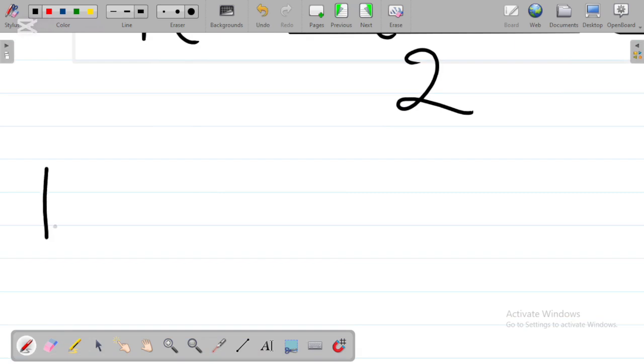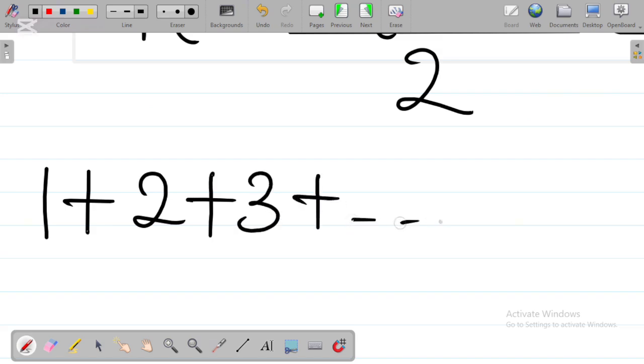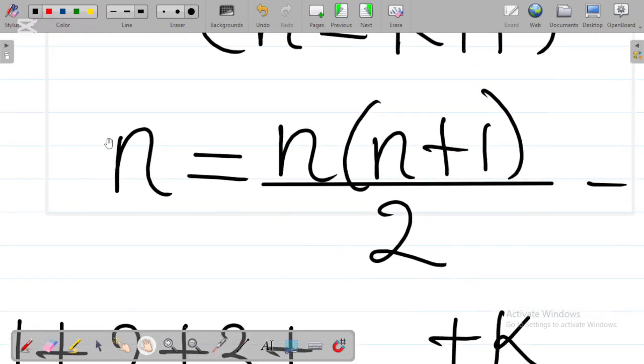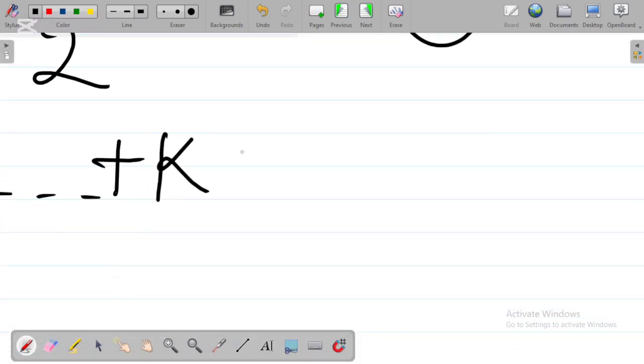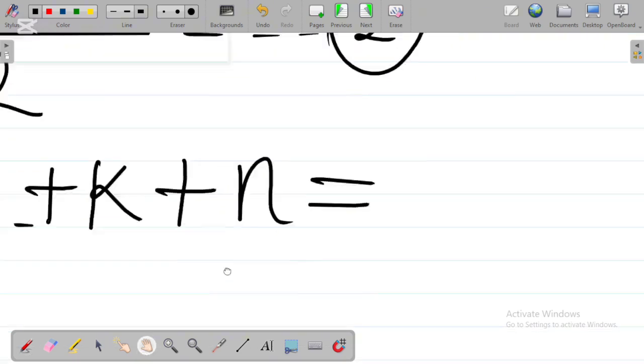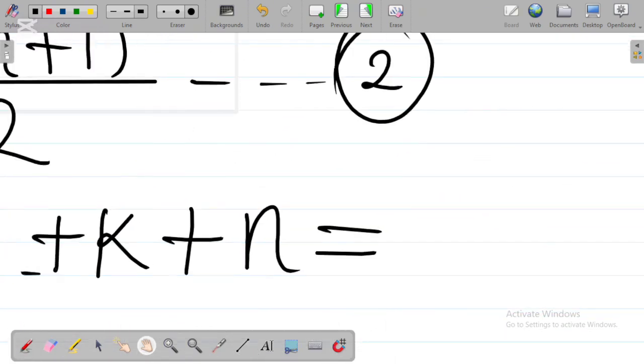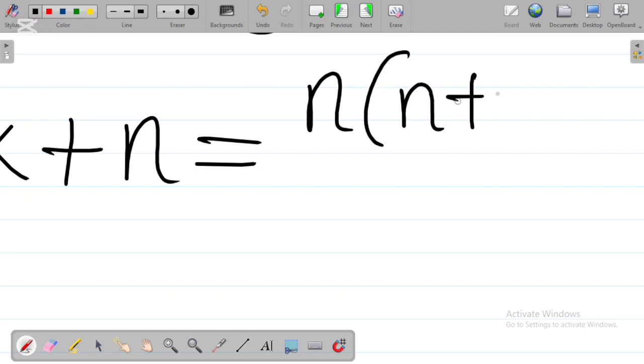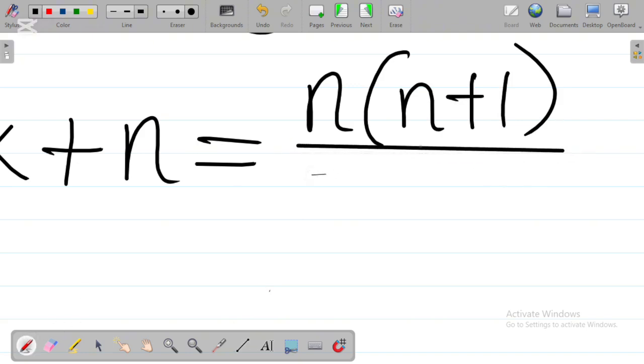So we have here 1 plus 2 plus 3 plus ... plus k. This is the left hand side of equation 1. And then we add it to the left hand side of equation 2. So we have plus n is equal to the right hand side of equation 2, which is n open bracket n plus 1 all divided by 2.